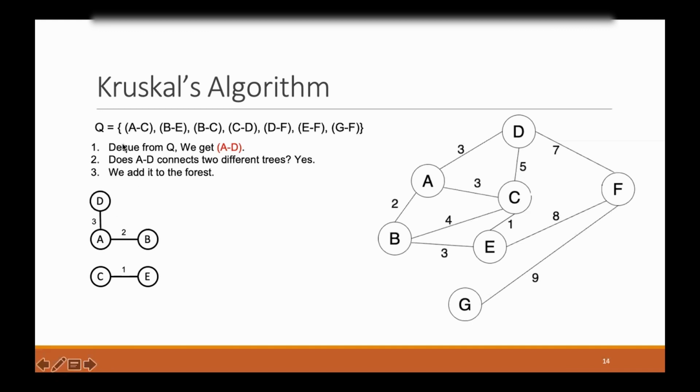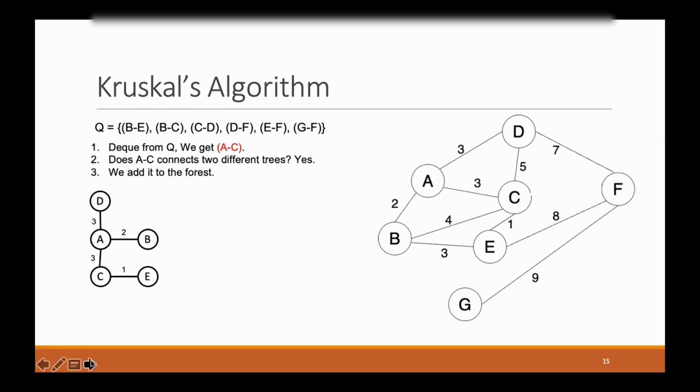So now we dequeue the queue again, and we get AD. So AD is connecting two different trees. The answer is yes, it is connecting two different trees. So we add it to the forest. So this is how our forest looks now after adding AD to the forest.